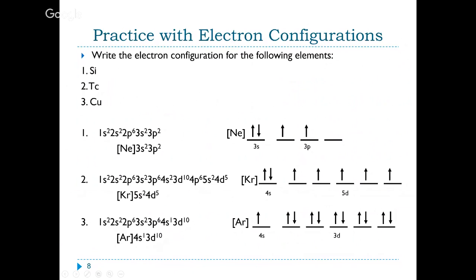So we remind ourselves that 1s2 is helium. If I've gone through 2p6, that's neon. If I go through 3p6, that's argon. If I go through 4p6, that's krypton. I notice here these are completely filled subshells, so I abbreviate it by writing krypton in brackets, and then I include the rest of my electron configuration.